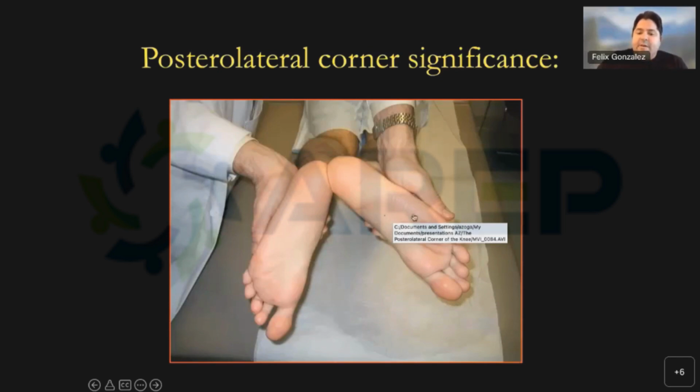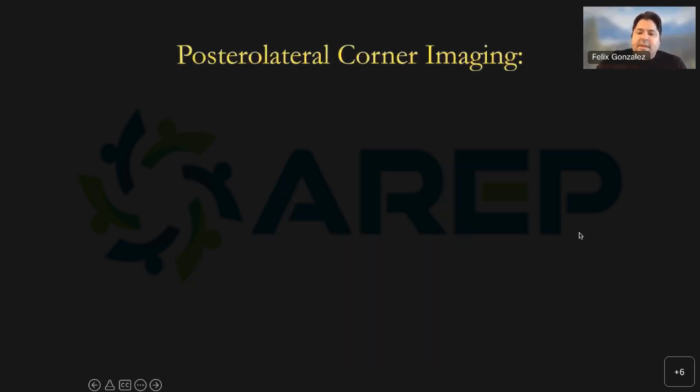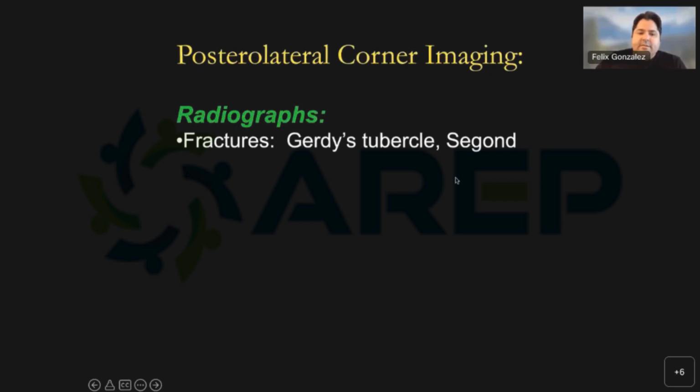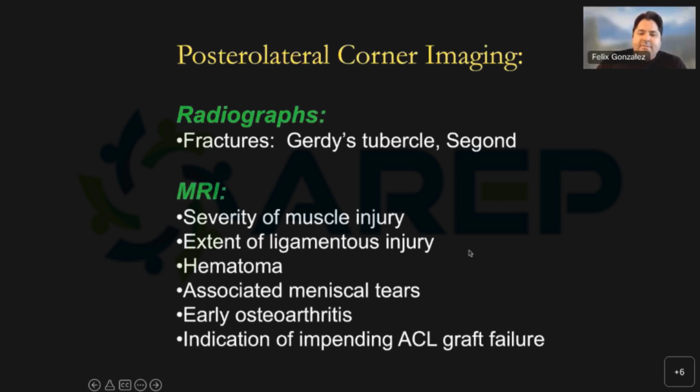Here you will have an externally rotated limb because the posterior lateral corner is completely violated, and it doesn't restrict the internal rotation, basically, of the limb normally. So you're looking for fractures of Gerdy's tubercle, Segond fractures.